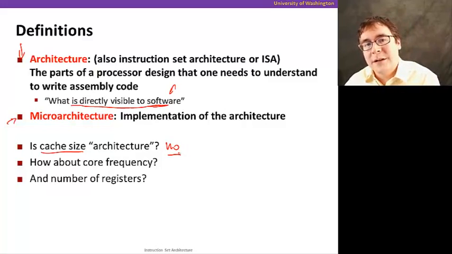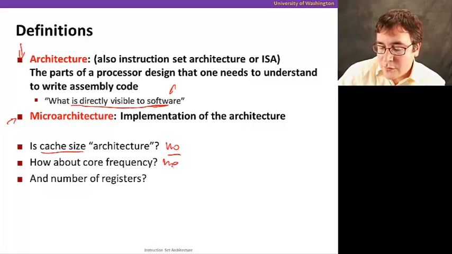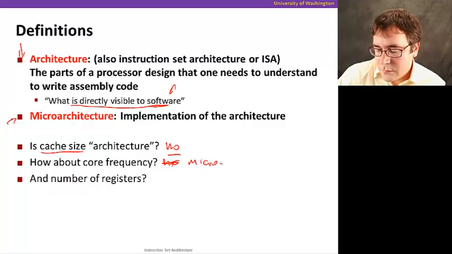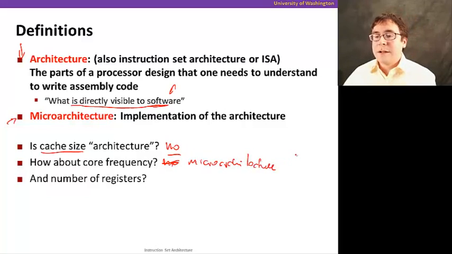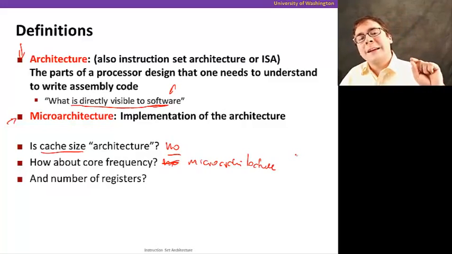How about core frequency? Well, core frequency is also not something that software knows explicitly. Software doesn't care all that much about what the CPU frequency is. The user does because it makes the processor faster. But when writing assembly code, you don't know, and there's nothing in the ISA that refers to that. So core frequency is part of the microarchitecture, or the implementation.